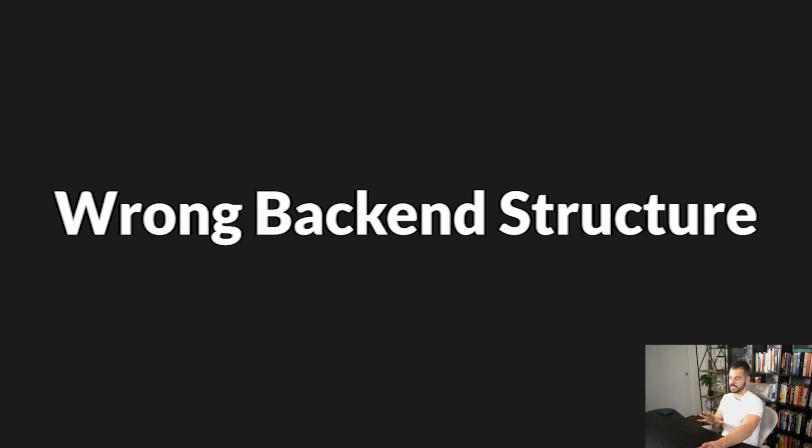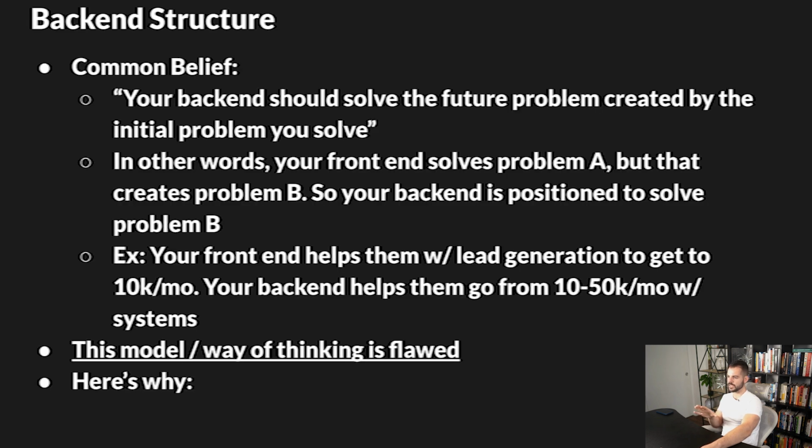Now, we covered a lot of ad stuff. Moving on to a different topic, I see this all the time: the wrong backend structure. The common belief, and it's not necessarily wrong, it's just incomplete, is that your backend is to solve the future problem created by the initial problem that you solve, right? So in other words, if your front end product solves problem A and creates problem B, then your backend is positioned to solve problem B. And this kind of makes sense, right?